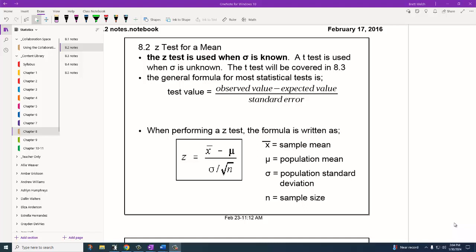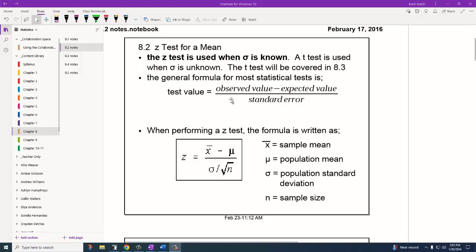Okay, so here we're going to be working in 8.2 where we start to do hypothesis tests for the mean. The first option that we're going to run in 8.2 is called a z-test. We run the z-test when the population standard deviation is known. If it's unknown, we have to use a t-test, which is what we'll cover in 8.3.